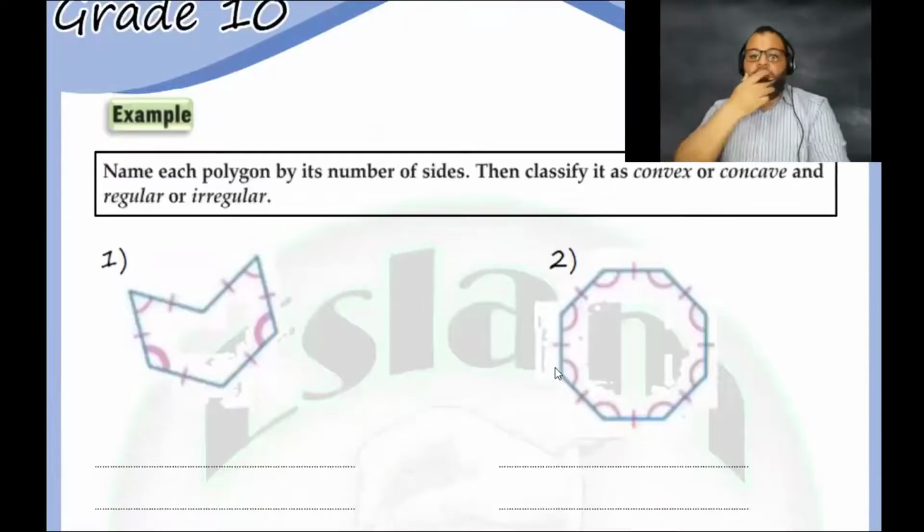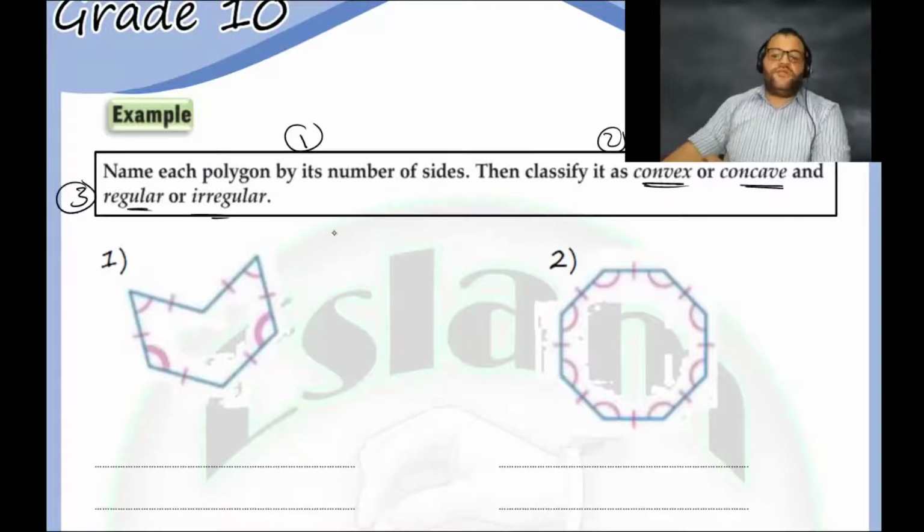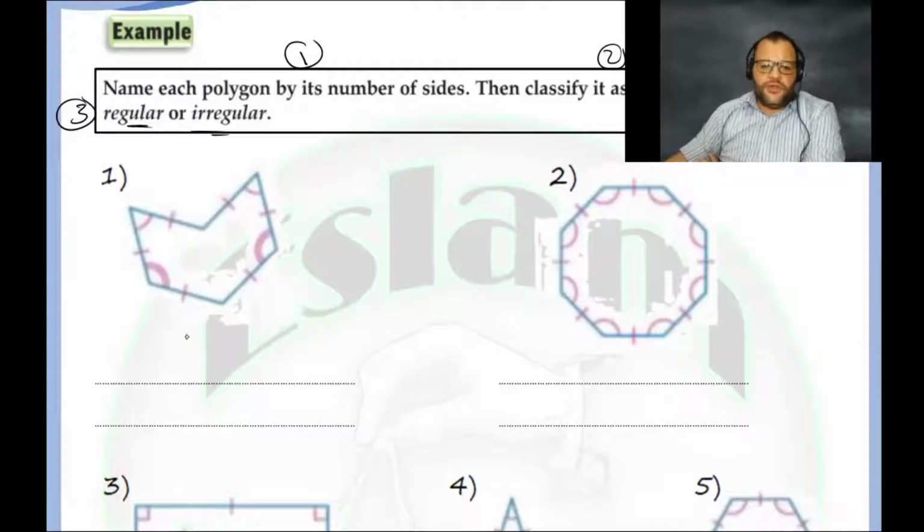Okay. So we need to name each polygon according to the number of its sides, then classify if it's convex or concave, regular or irregular. So number one, we need to give the name. Number two, we need to classify if it's convex or concave. Number three, we need to mention if it's regular or irregular. So the first one, the name.